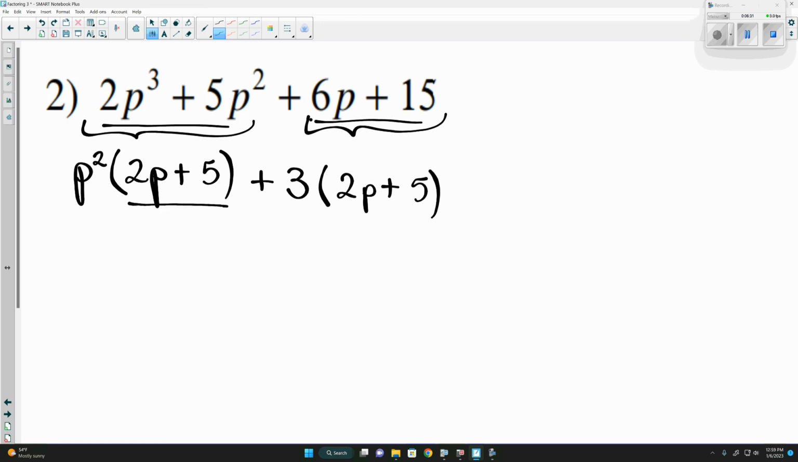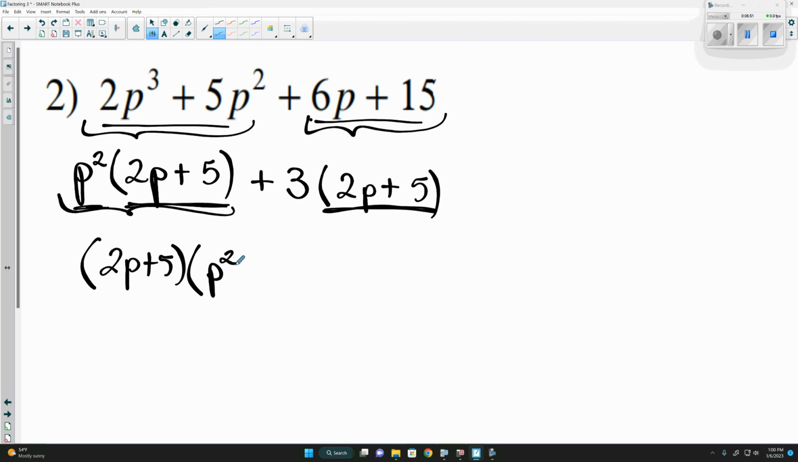Now, once we do that, both of these terms have a common factor of 2p plus 5. And even though it's more than one term, we can still factor it out of both of these here. Because if we divide it out of the first term, the only thing that's left is p squared. And when we divide it out of the second term, the only thing that's left is our plus 3. Now 2p plus 5 is completely factored.